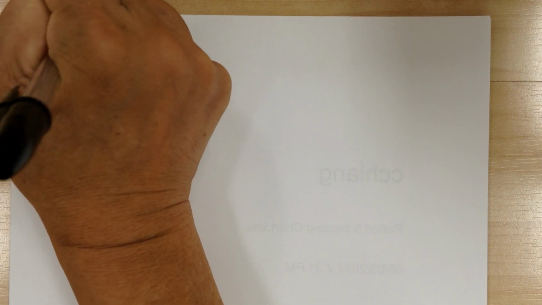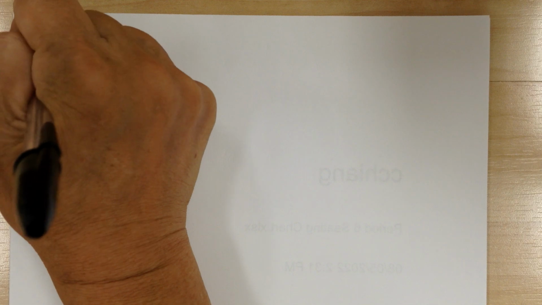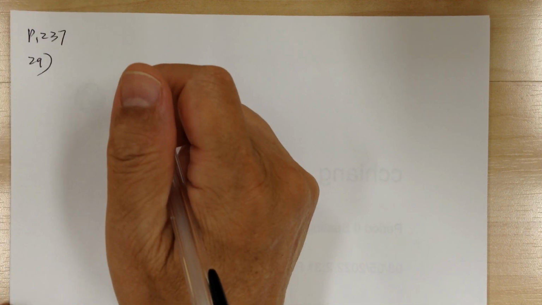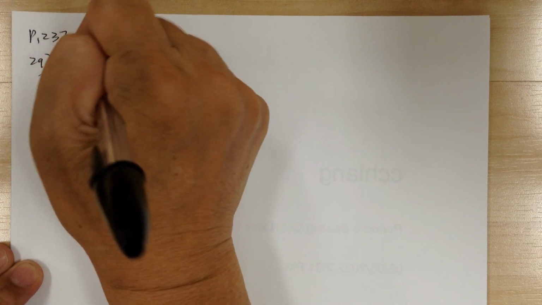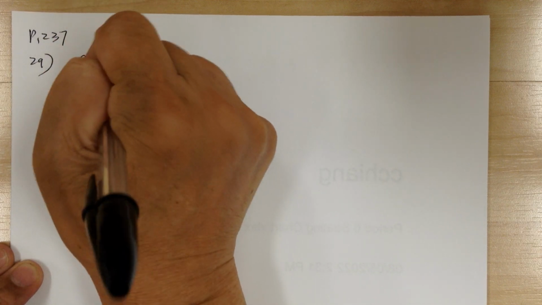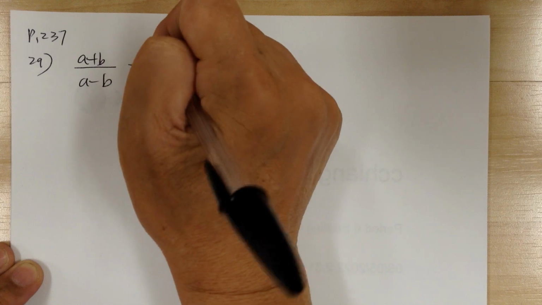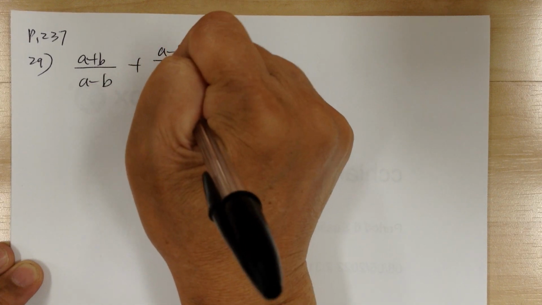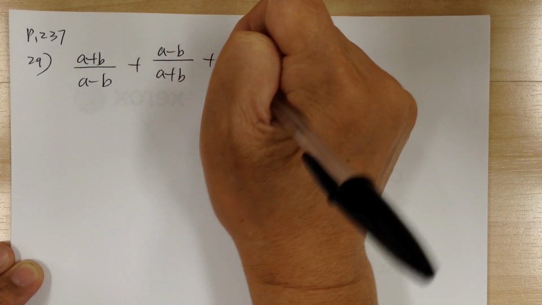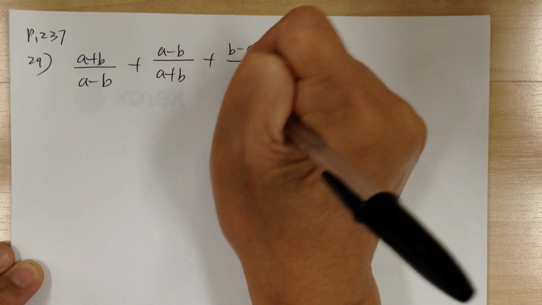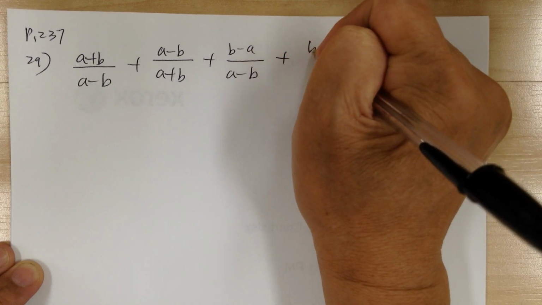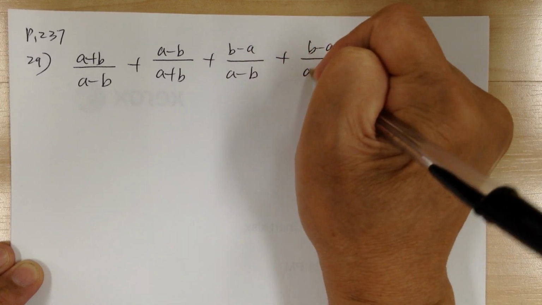Let's go to page 237 and number 29. These are simplifying problems. So you've got (a plus b) over (a minus b) plus (a minus b) over (a plus b) plus (b minus a) over (a minus b) plus (b minus a) over (a plus b).